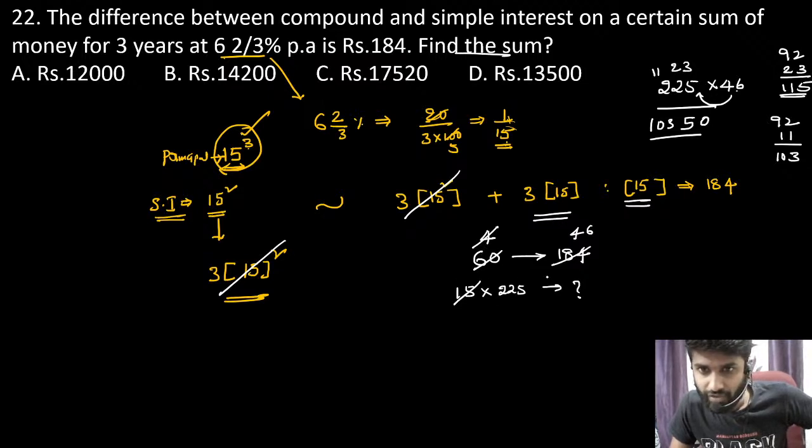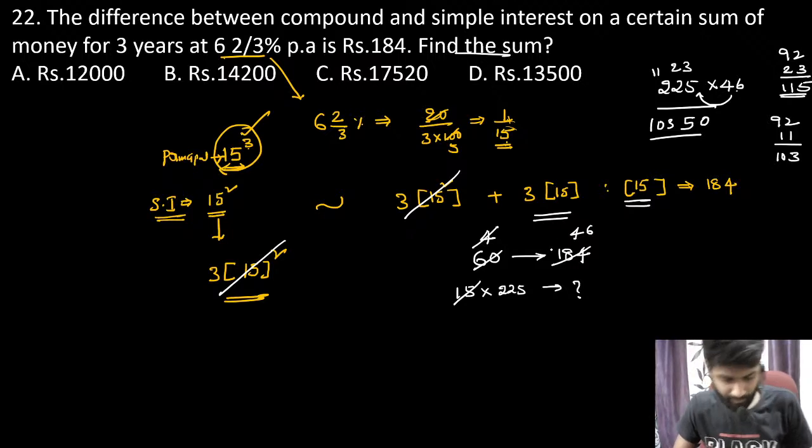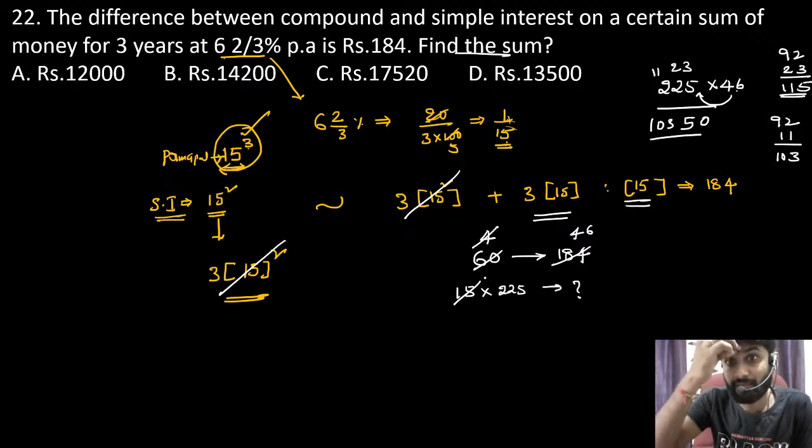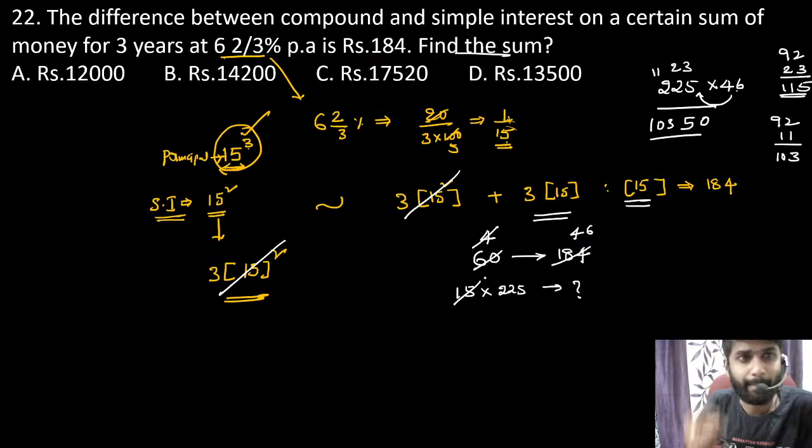Answer 15. Oh, 46 into 225, Anna. 225 into 46. 10,350. Is it right? No.